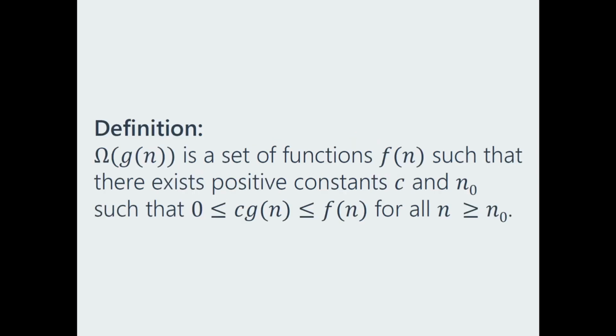Definition: big omega of g of n is a set of functions f of n such that there exist positive constants c and n sub 0 such that 0 is less than or equal to c times g of n, which is less than or equal to f of n for all n greater than or equal to n sub 0. As you can see, this one is the opposite of big O. This time, c times g of n is always below or less than or equal to f of n, as you can see here.